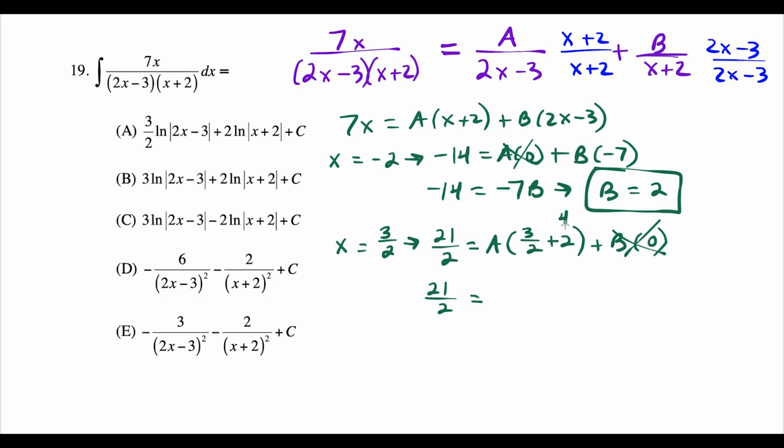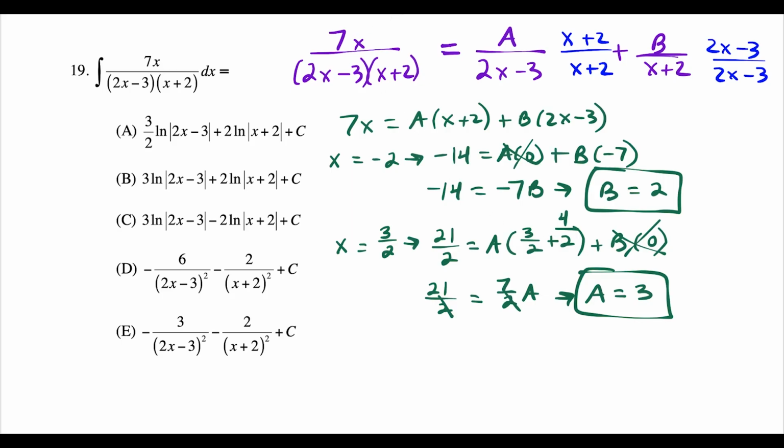Another way of saying 2 is 4 divided by 2. So now we have matching denominators. This is going to give us 3 plus 4 is 7 over 2 times a. And now here I would multiply both sides by 2 to wipe this out. And then 21 equals 7a. That's true when a is equal to 3. So now we get here.